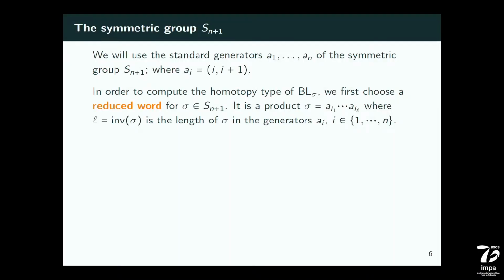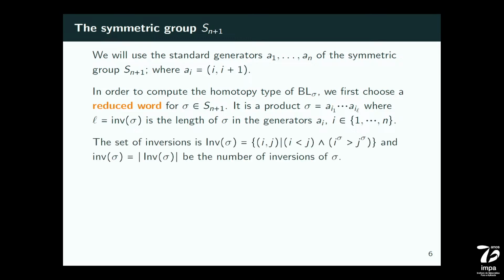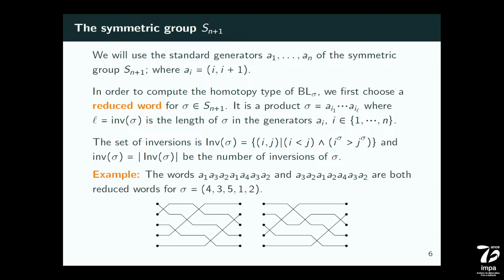Let me say that the length L is the number of inversions of a permutation sigma. One inversion is what we are used to calling an inversion, pairs like that. And so my example is this one. We take this permutation sigma: 1 goes to 4, 2 goes to 3, 3 goes to 5, 4 goes to 1, and 5 goes to 2. Let me first say that the number of inversions of this permutation is 7. We can count this here.